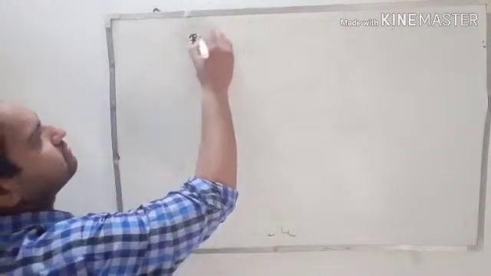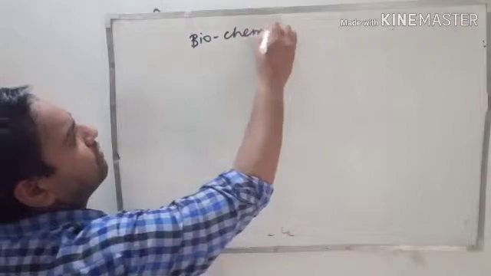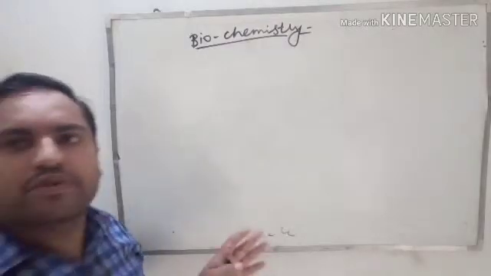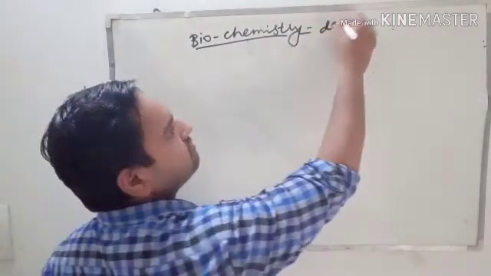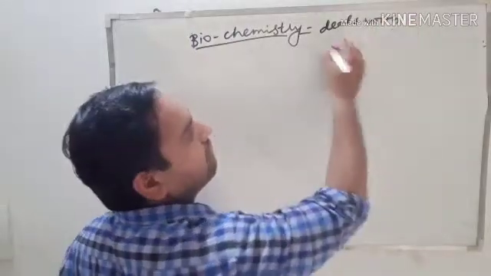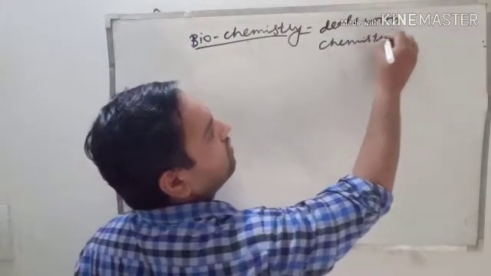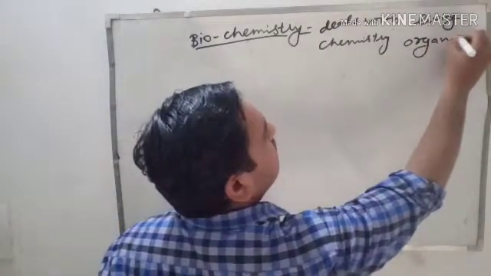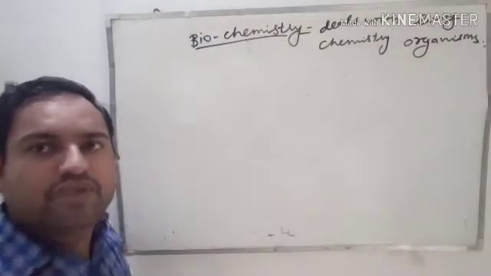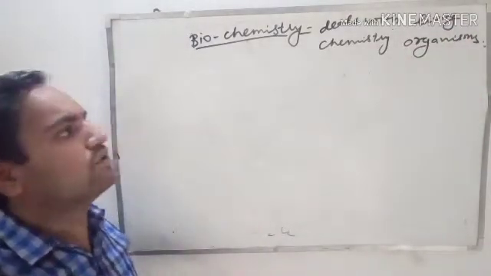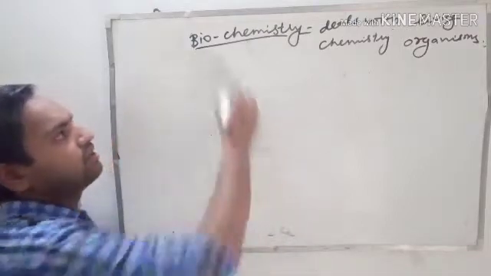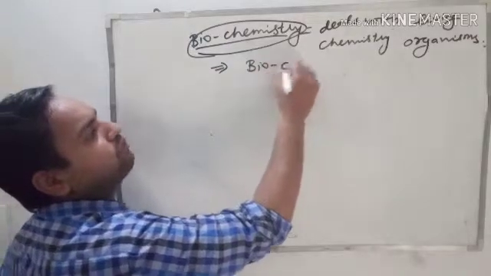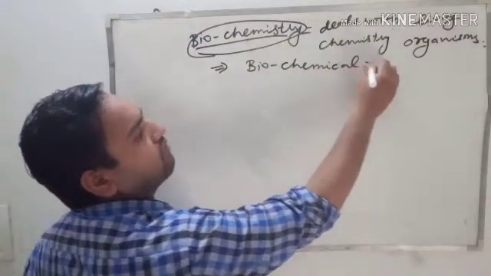What is next? Biochemistry. What is this biochemistry? The branch of chemistry that deals with living organisms. The chemistry that is involved along with biology, that is the study of living organisms, combined is called biochemistry. And basically there are biochemical reactions involved.